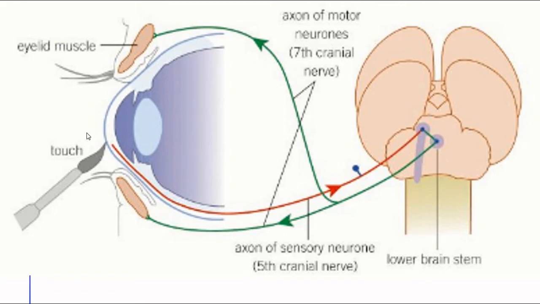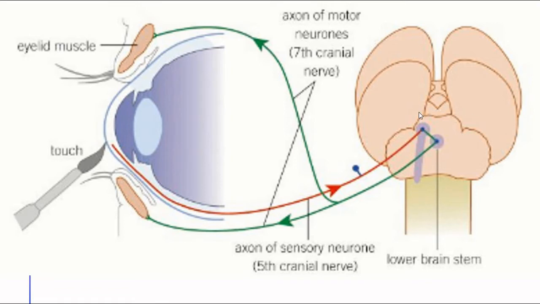That's going to cause an action potential to go down the sensory neurons. That's going to then be relayed within the brain itself, then that's going to come back and cause contraction of the eyelids. It's going to close the eye to protect it.